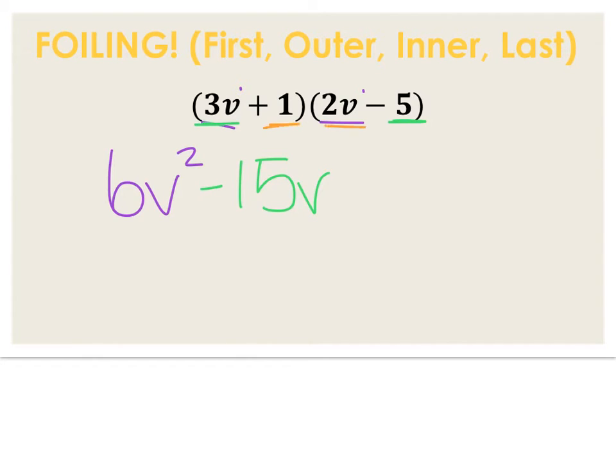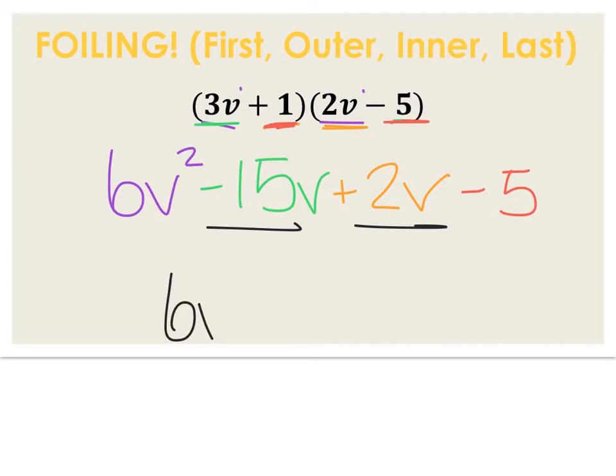Inner is these two pieces. 1 times 2 is 2, and I have a v. And last, I have to do my last pieces, this guy and this guy. 1 times negative 5 is negative 5. Now I'm looking to see, is there anything that I can combine? My v's together. So my final answer is 6v squared, negative 15 plus 2 is negative 13v, and then I have my minus 5.